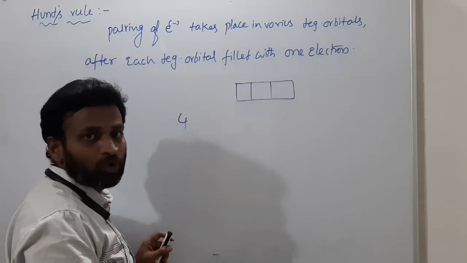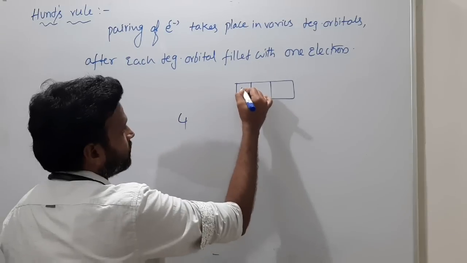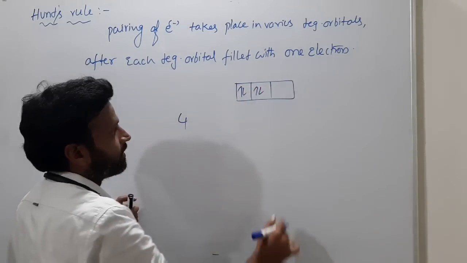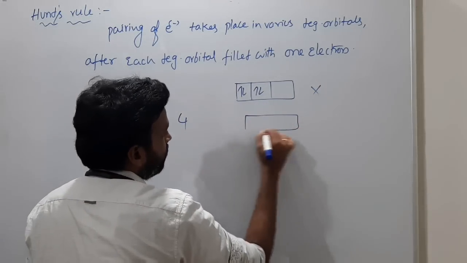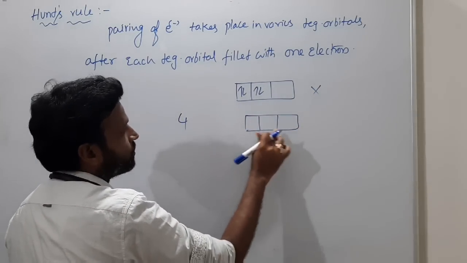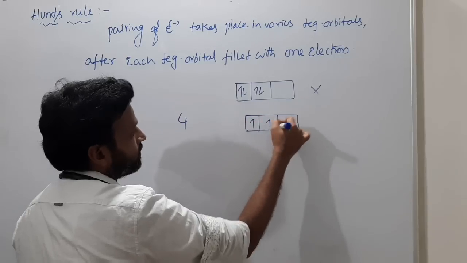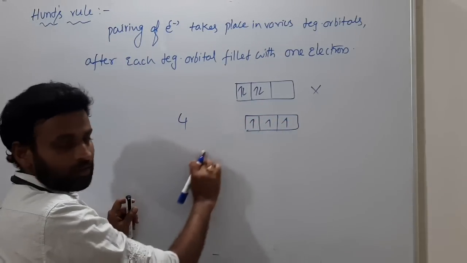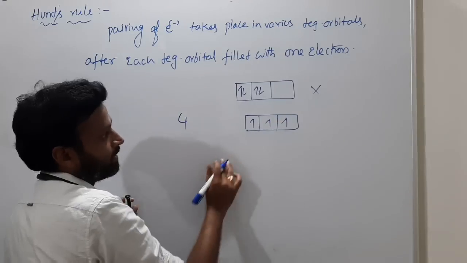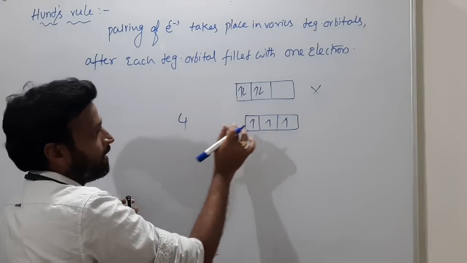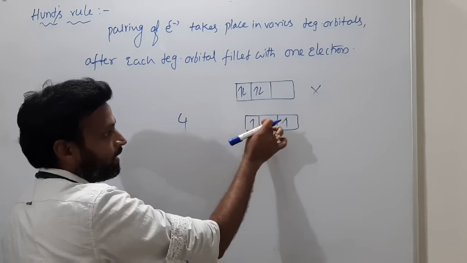How many members went? 4 members. So with 4 members, actually we cannot enter like this. This is wrong. So according to Mr. Hund, what do we have to do? Each must be filled with one electron like this. Means one person. 4 persons went, no? So we have to send 3 persons in each room actually. So 3 rooms are there. So 3 persons must occupy each room.